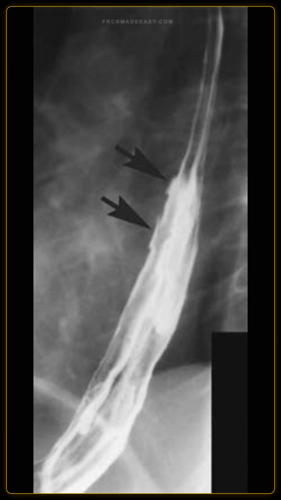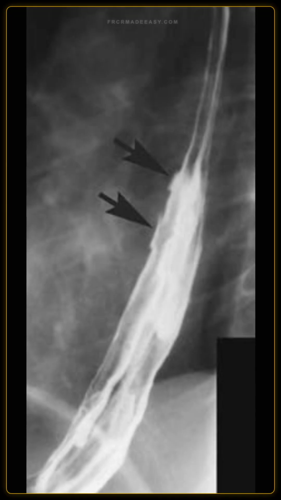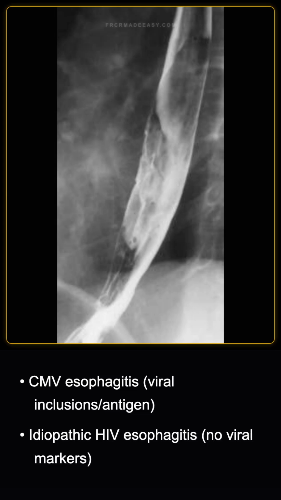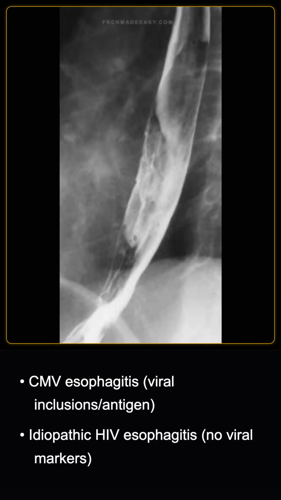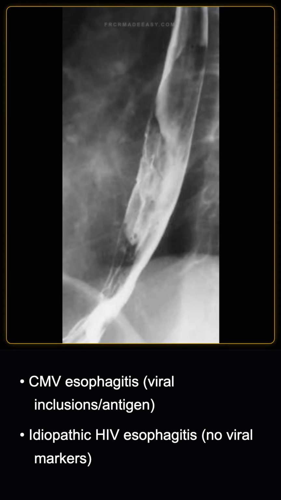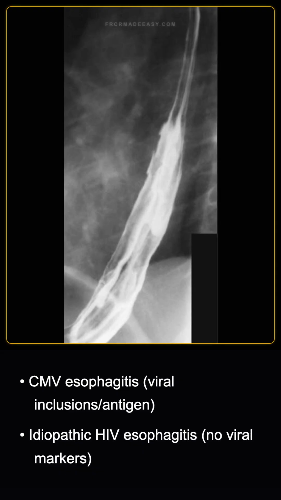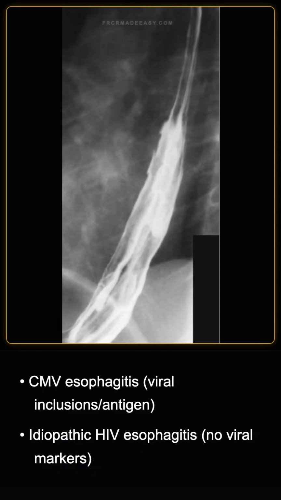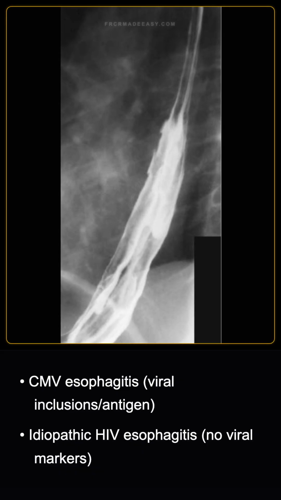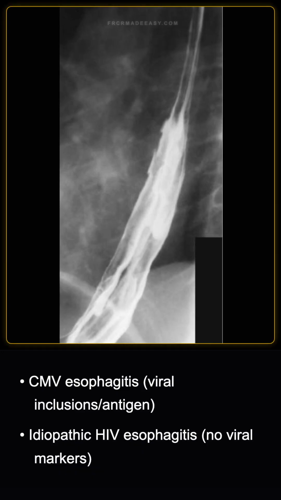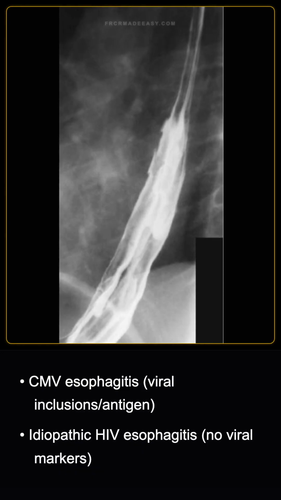What is the differential diagnosis for a giant distal esophageal ulcer in an AIDS patient, and how is it resolved? The differential includes CMV esophagitis and idiopathic HIV esophagitis. It is resolved by endoscopic biopsy. If no viral inclusions or antigen markers for CMV or HSV are found, it represents idiopathic HIV esophagitis.